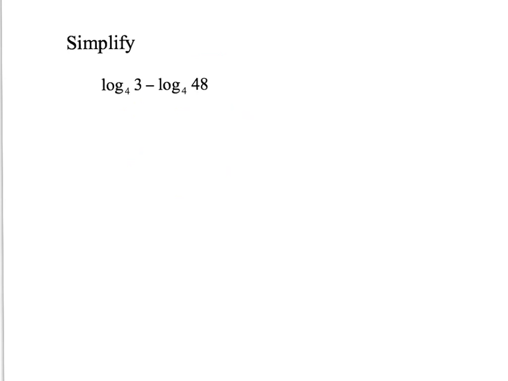In this example, we're being asked to simplify log base 4 of 3 minus log base 4 of 48. And so the first thing I'm going to do is condense this down to a logarithm. I'm going to remember that a difference of logarithms can be expressed as a logarithm of a quotient. And so I'm going to write this as log base 4 of 3 divided by 48. I now have this quotient inside of my logarithm, and 3 over 48 can be simplified. I can turn this into log base 4 of 1 over 16.